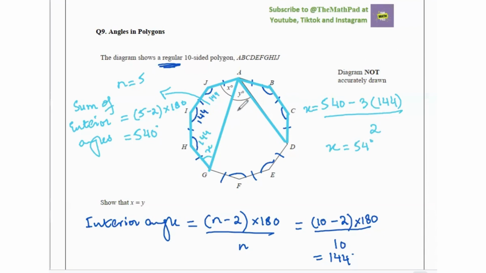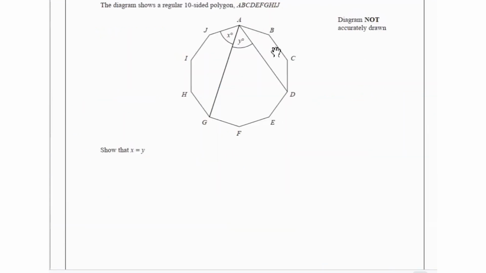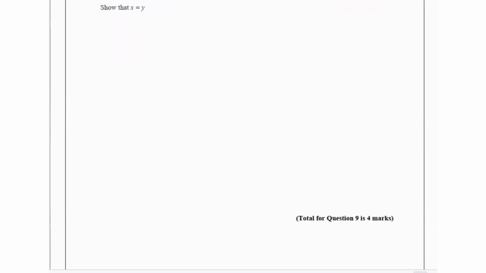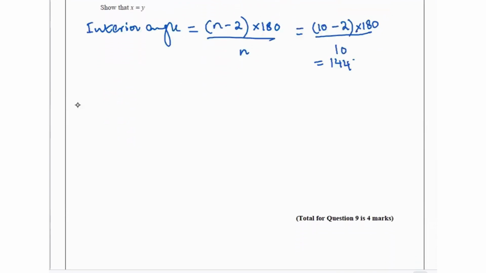Now I have to show that y also equals 54 degrees. So for that, I'm going to use the same concept on this other polygon inside this polygon. Find the missing angle and then subtract that angle and x from 144 to see what we get for y. We have 1, 2, 3, 4 sides for this. So n equals 4.